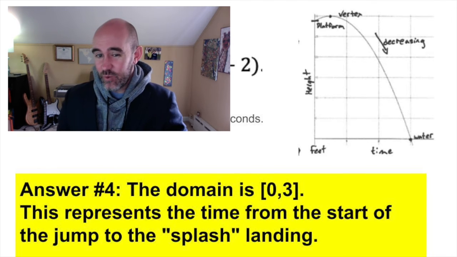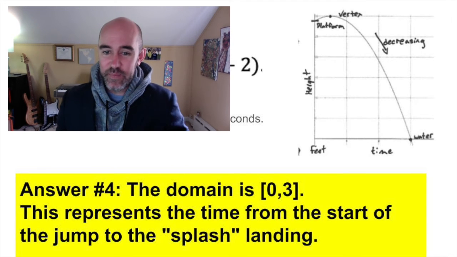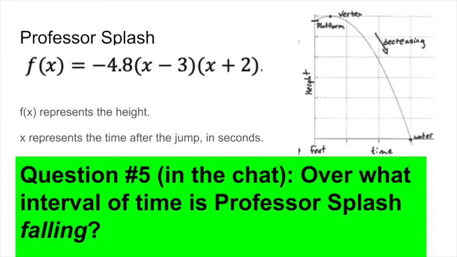I'm just going to ask you one final bonus question. I'm going to ask you to put in the chat, over what interval of time is Professor Splash falling? Notice he's not falling right at the beginning. What is the interval where he is falling? Enter it in the chat. Your teacher will call on one of you and we'll bring it back.